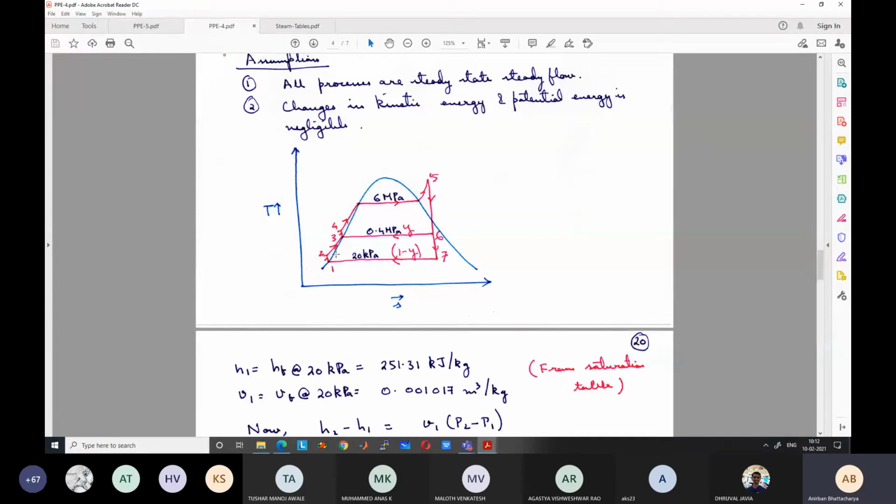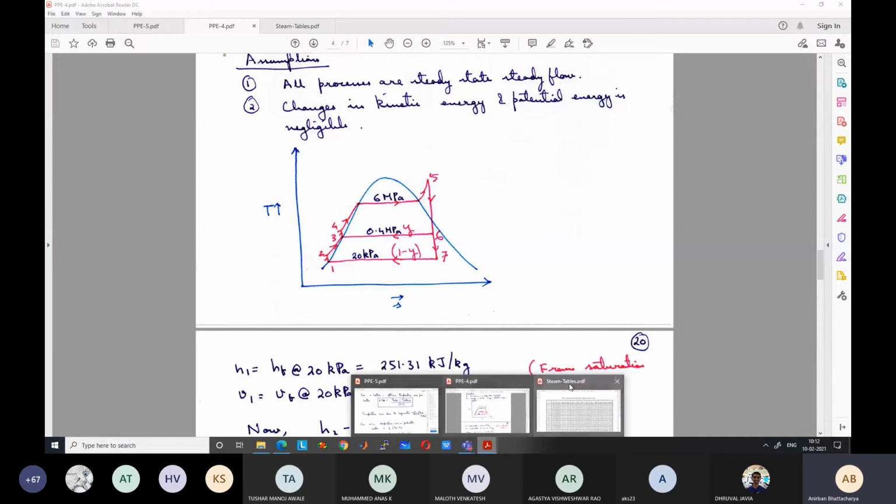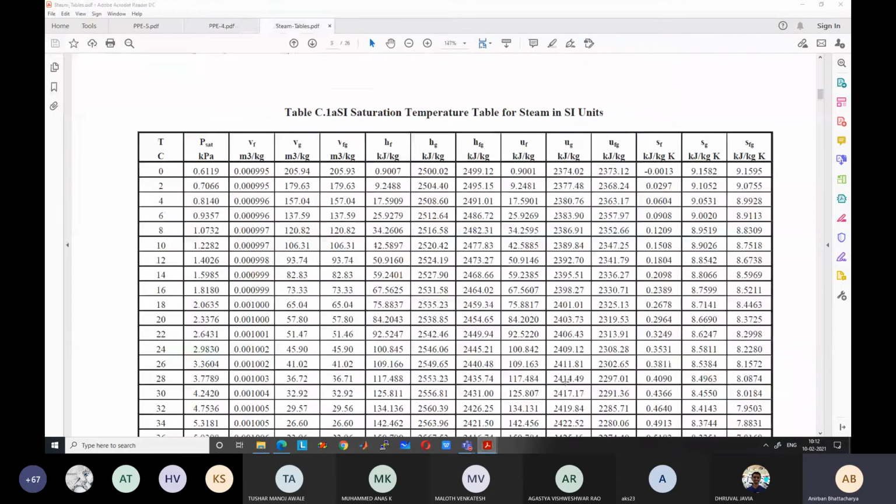So quality is 0. So from the steam tables, we have to find the value of Hf. Hf, remember, is for the saturated liquid. Hg is for the saturated vapor and Hfg is the difference. Okay. So quality 0 means enthalpy is equal to Hf because it is for saturated liquid. So our fluid at point 1 is at saturated liquid. And what value do we have to find for 20 kPa pressure? So we have to use the saturation pressure table for steam, instead of the temperature table.